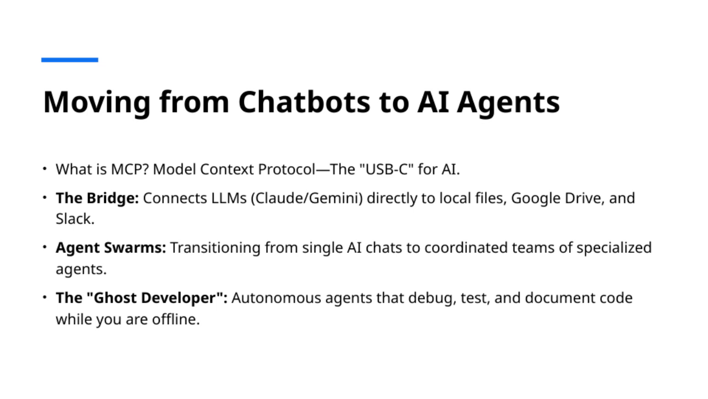And then, there's the concept of the ghost developer. Imagine autonomous agents that can debug, test, and document code all on their own, even when you're offline. It's like having a ghostly team of developers working behind the scenes, making your workflow smoother and more productive. Overall, we're evolving from simple chatbots to dynamic AI agents that can collaborate, adapt, and operate independently. This progression is transforming how we interact with AI, making it more powerful, flexible, and integrated into our daily work.